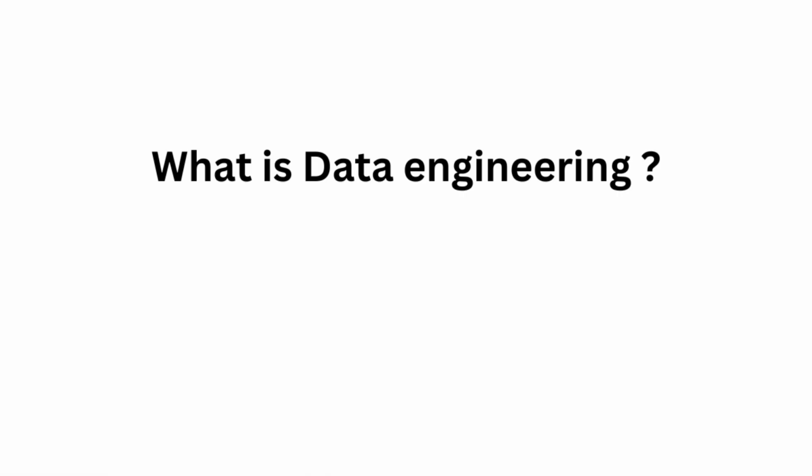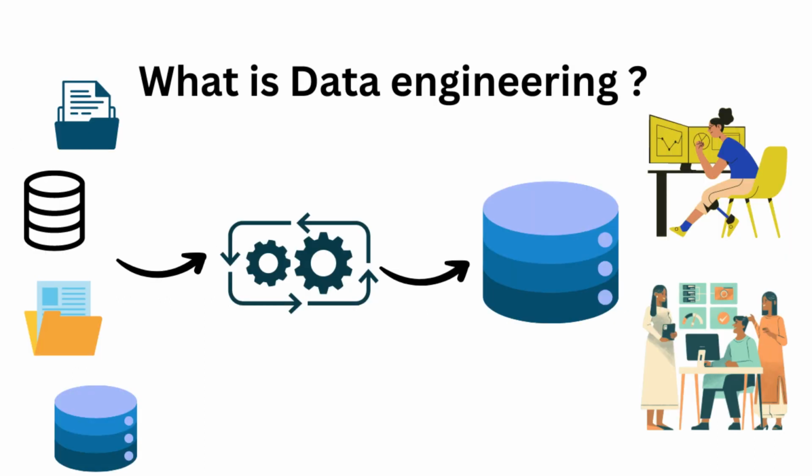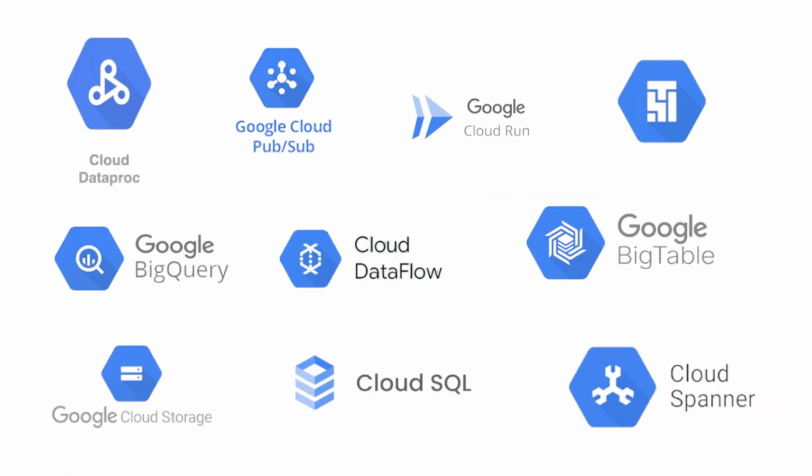First of all, we need to know what data engineering is. Data engineering is nothing but extracting, processing, and storing the data for business purposes. So basically we have to collect the data from different data sources, then transform the data and save the data so that it can be used for business purposes. In this process, we have to use different tools and services for extracting, processing and storing the data. So let's look into the services and tools that GCP provides for data engineering.